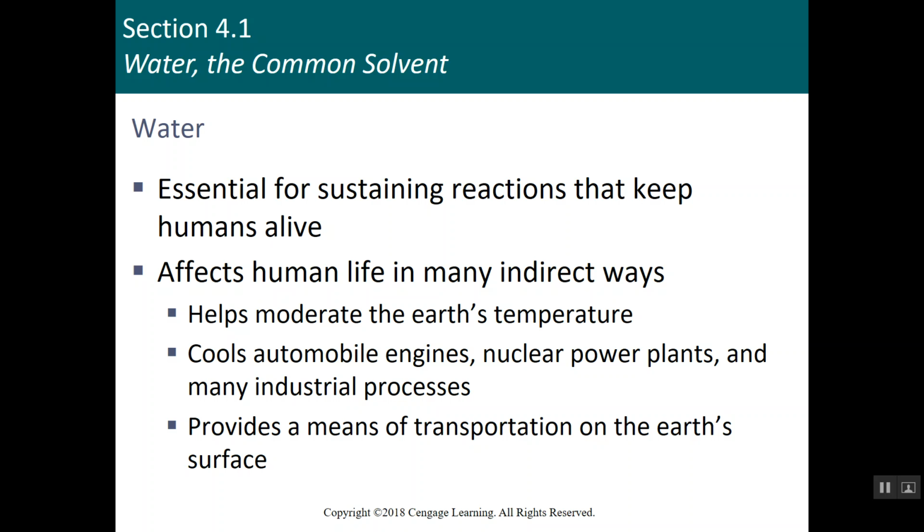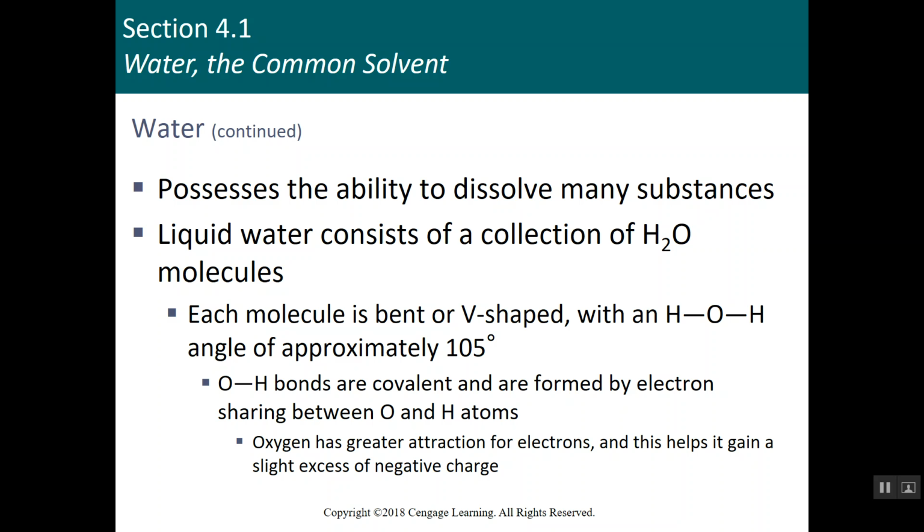Another way, outside of our body, that water can affect human life is to help moderate the Earth's temperature because water vapor is actually a greenhouse gas. Water is also used to cool engines and nuclear power plants, so there are no explosions there, and water is used in lots and lots of industrial processes. It used to be more significant, but it's still significant as a means of transportation on the Earth's surface. Water is a polar solvent, so it does possess the ability to dissolve many substances.